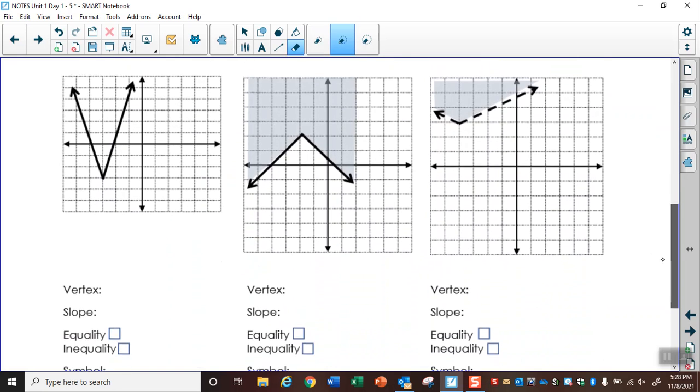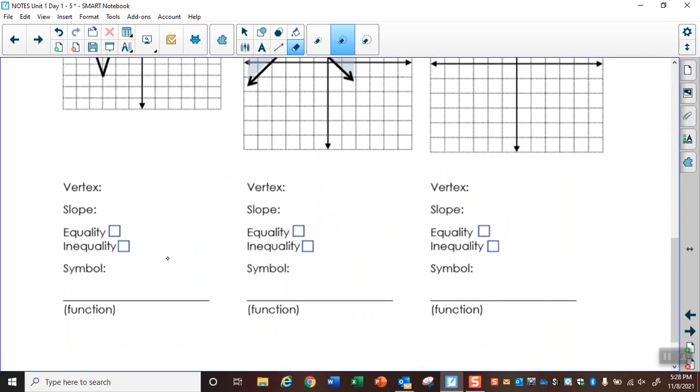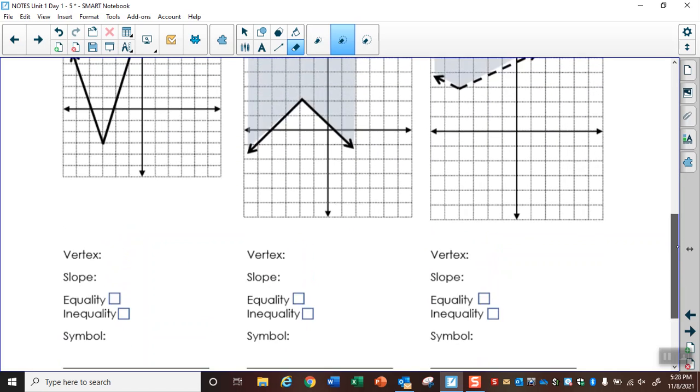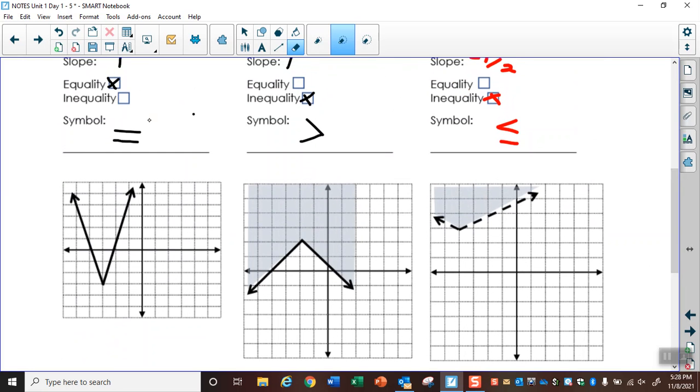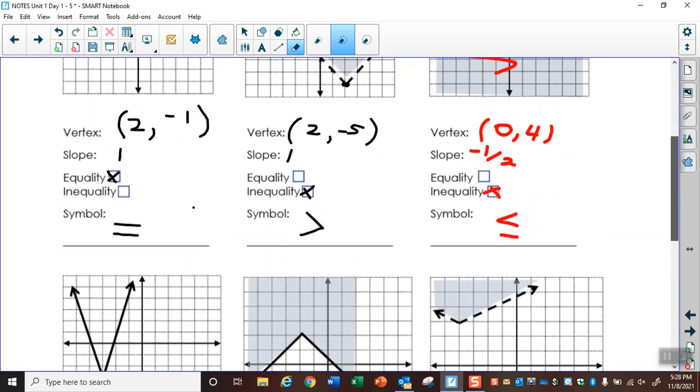All right, the thing we're going to add over here is actually putting the function, writing out what it would be. So maybe I'll do that up here just so you can see how this goes.